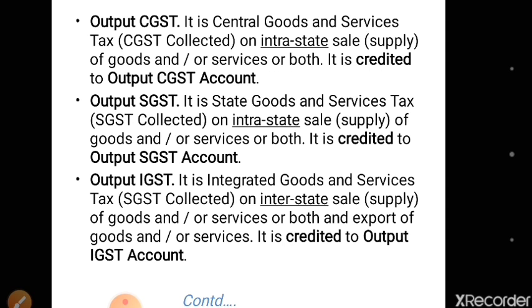Output CGST. Output means whenever we are selling any goods to another person, we have to see the output CGST and output SGST. Output CGST is central goods and service tax on intrastate sale. Within state, if goods are being sold, the GST levied is output CGST and output SGST. Both are credited along with sales. Output IGST is integrated goods and service tax on interstate sale. Whenever goods have to be supplied in a different state, or both, and export of goods and services, it is credited to output IGST.